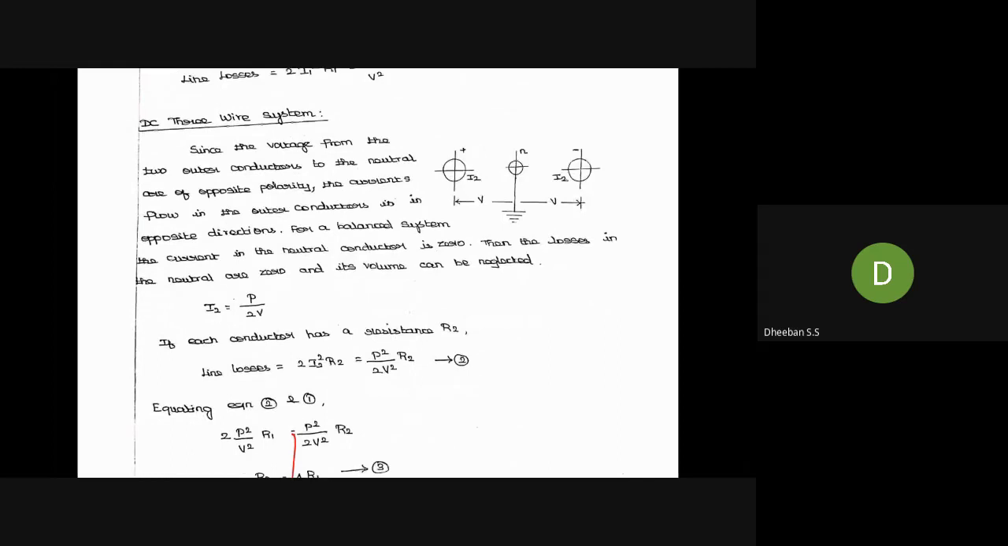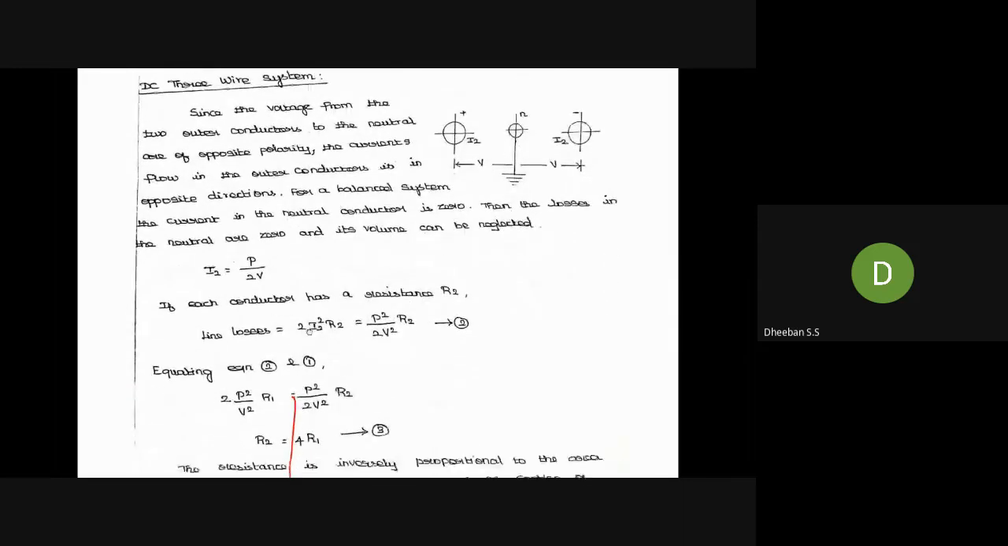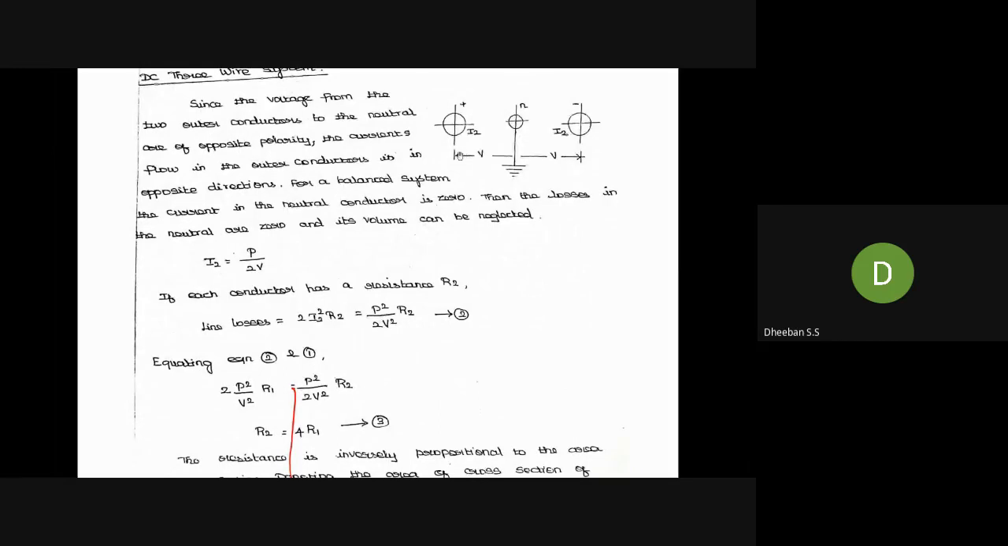For a balanced system, the current in the neutral conductor is zero. This you already know. So the losses in the neutral are also zero. We have to consider the losses through the neutral conductor to be zero. So your I2 will be P by 2V, because you have to take the voltage difference from your positive to your negative, so you will be getting 2 times your voltage. Similarly, for the line losses also, you have to consider 2 times the voltage.